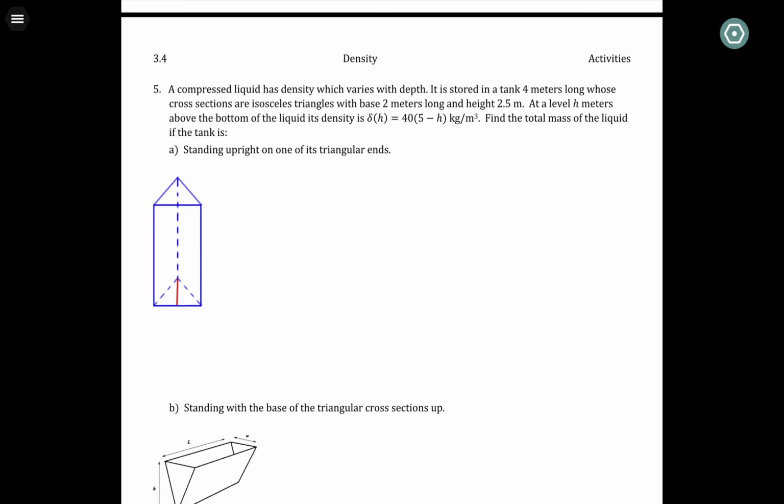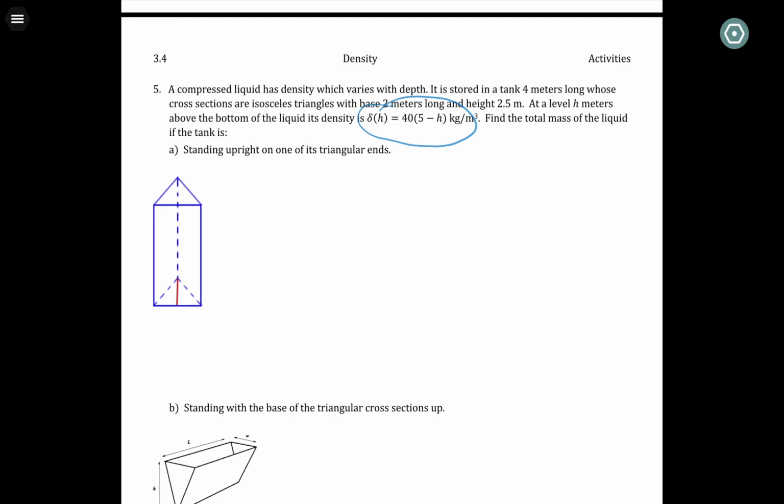In example 5, we're going to go up to density per unit volume. So now we have a compressed liquid that we're fitting into a triangular tank. And we're going to stand this tank different directions and look at the total mass of the liquid for each direction that we can set it. And we have a density function. We know that the density h meters above the bottom of the liquid, so the bottom of the tank, is given by delta h equals 40 times 5 minus h. So we have this linear density function.